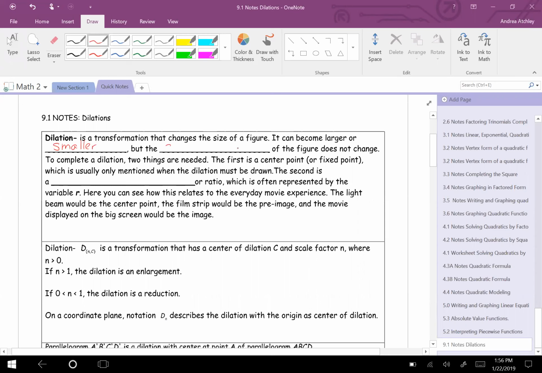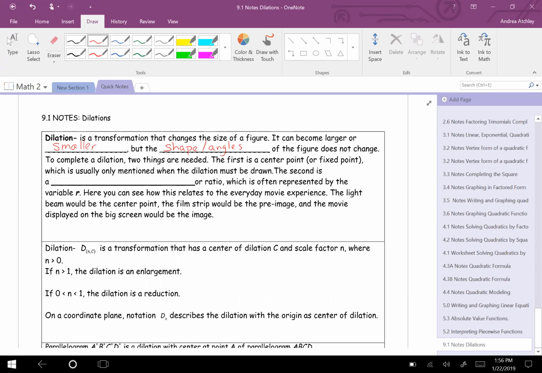But the shape and angles of the figure do not change. To complete a dilation, two things are needed. The first is a center point or a fixed point, which is usually only mentioned when the dilation must be drawn. The second is a scale factor, or ratio, which is often represented by the variable, not R, but N. That's how we will see it notated in this book.